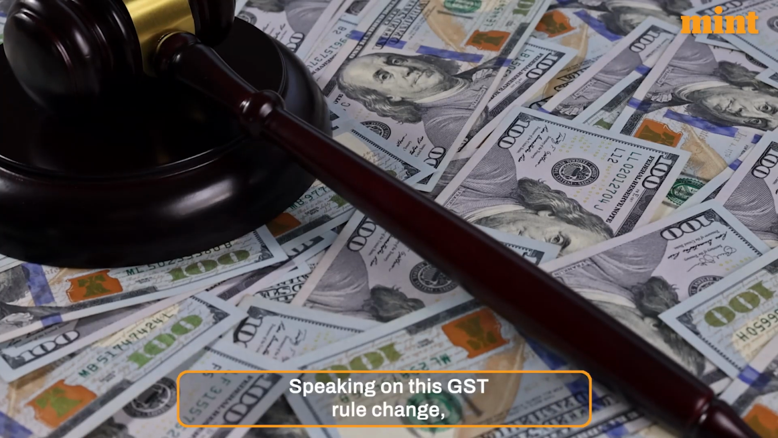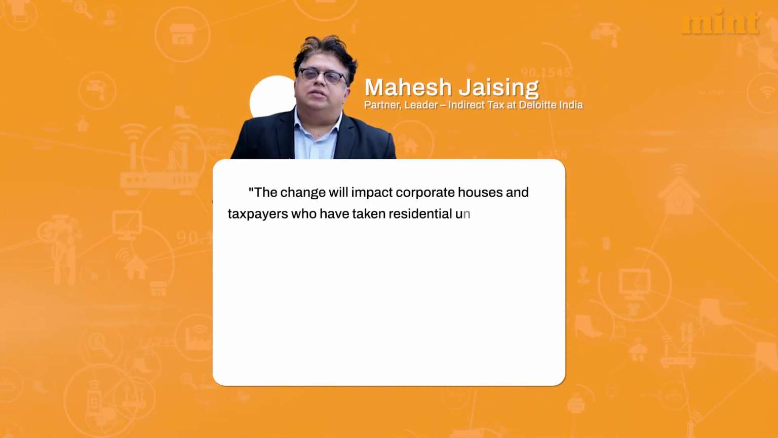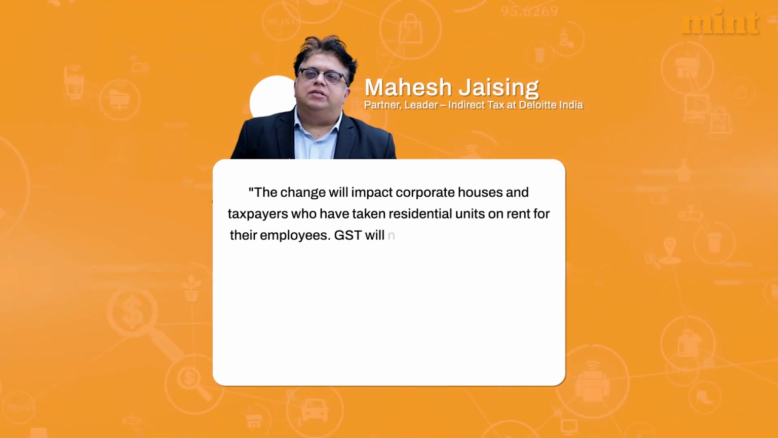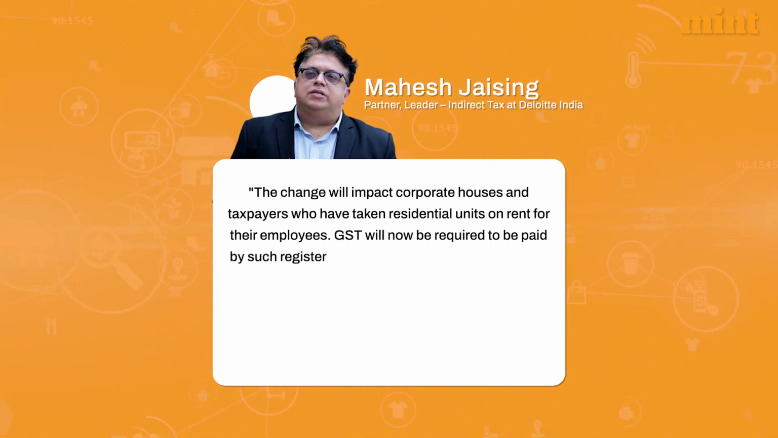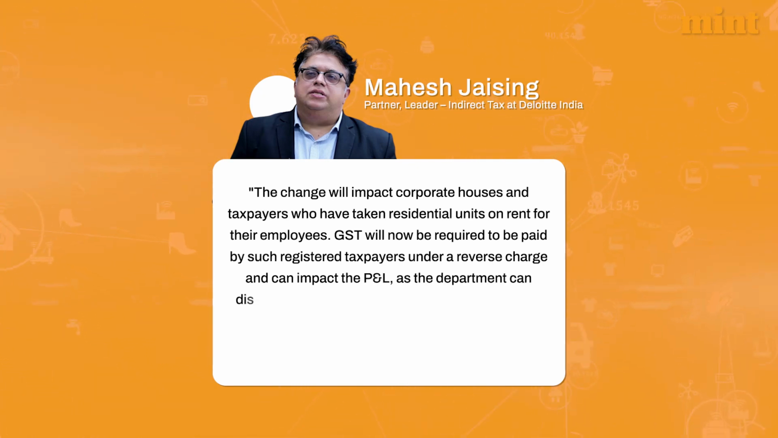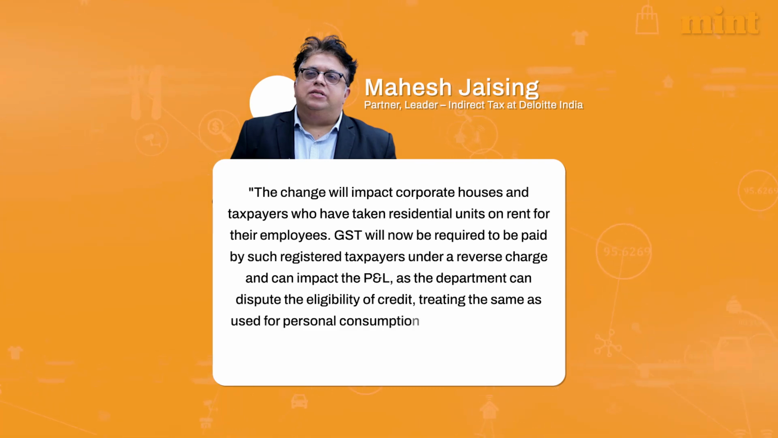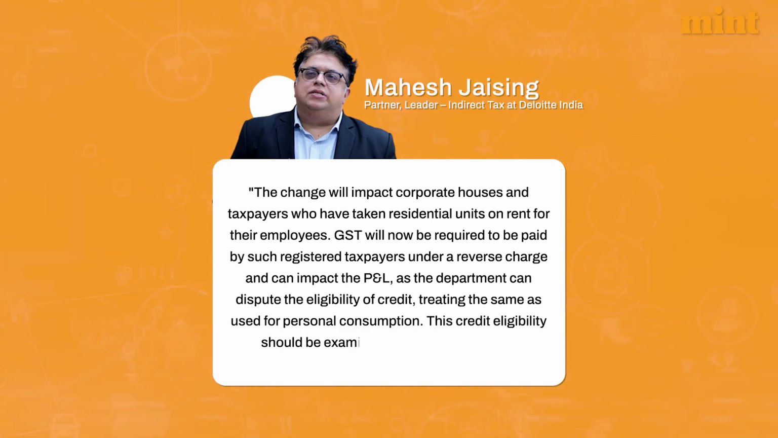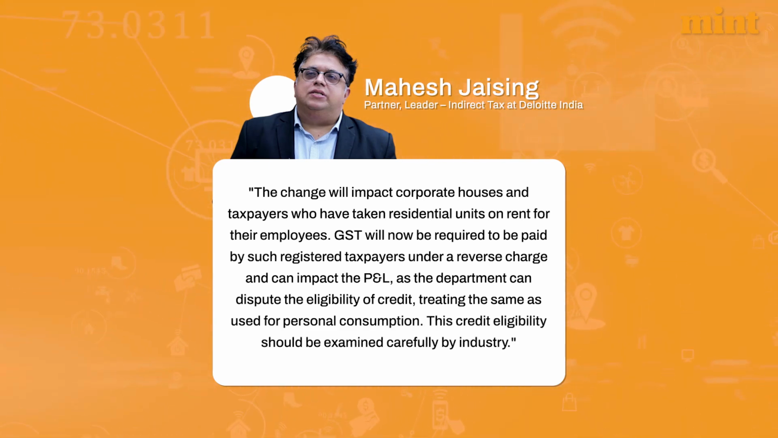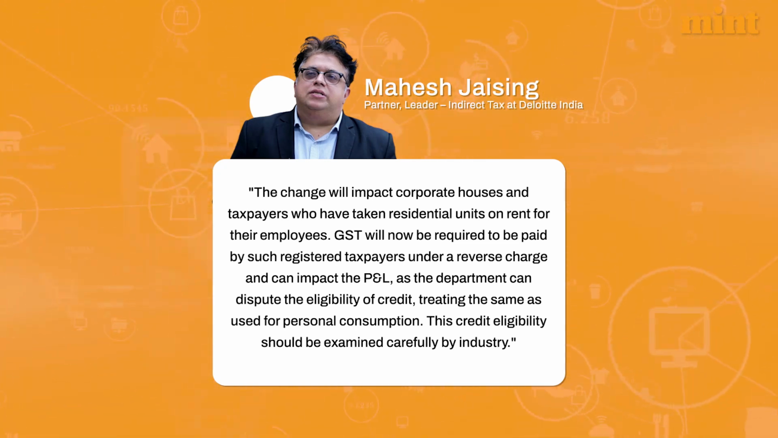Speaking on this GST rule change, Mahesh Jaisingh said, the change will impact corporate houses and taxpayers who have taken residential units on rent for their employees. GST will now be required to be paid by such registered taxpayers under a reverse charge and can impact the P&L, as the department can dispute the eligibility of credit, treating the same as used for personal consumption. This credit eligibility should be examined carefully by industry.